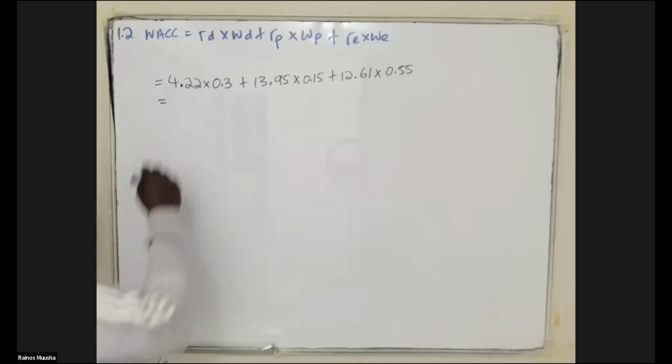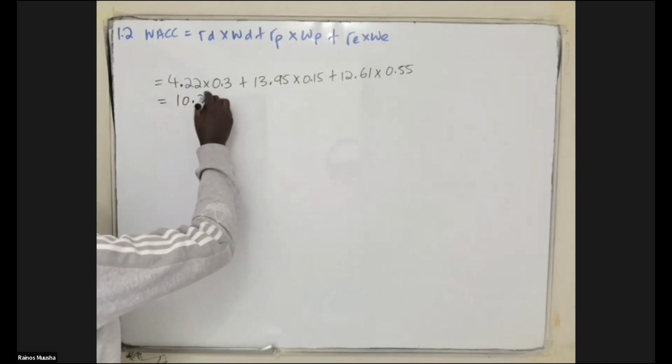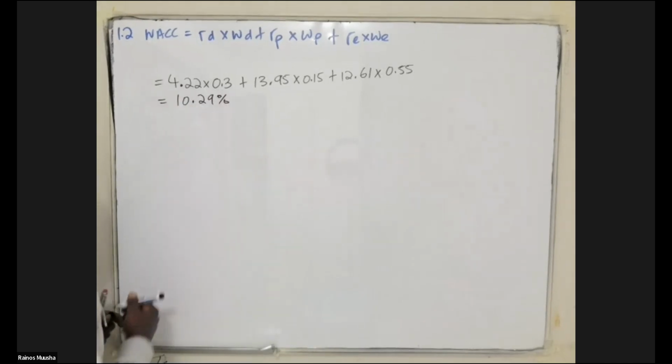You get a figure of 10.29%. Are we on the same page? Any questions? Anyone lost? So we can move on.